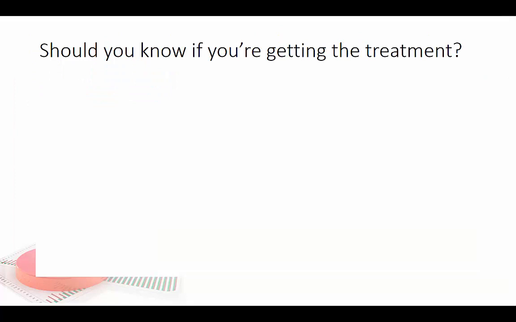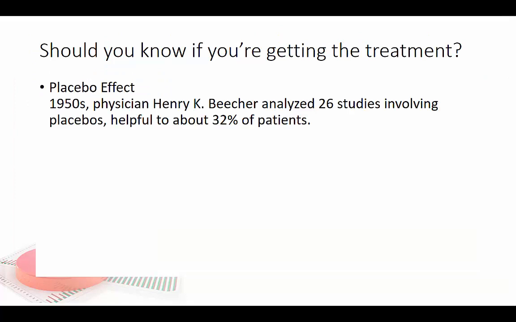So first of all, let's talk about placebo. A placebo effect was noticed by Dr. Henry Beecher back in the 1950s. He looked at 26 studies involving placebos and found out that even taking a sugar pill is helpful to about 32% of patients. Kind of like when we were little, fell and skinned our knee and we asked mom to kiss the boo-boo and we felt better. So the placebo effect is kind of similar. When you get a pill, you're like, okay, I'm going to feel better now. And it works for 32% of people.